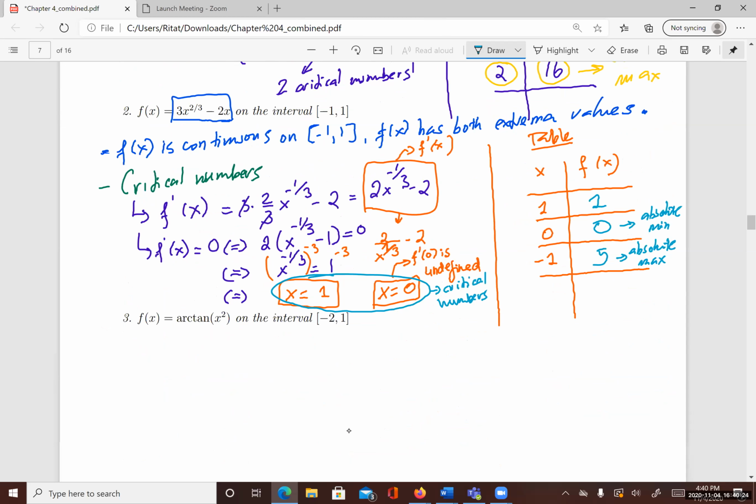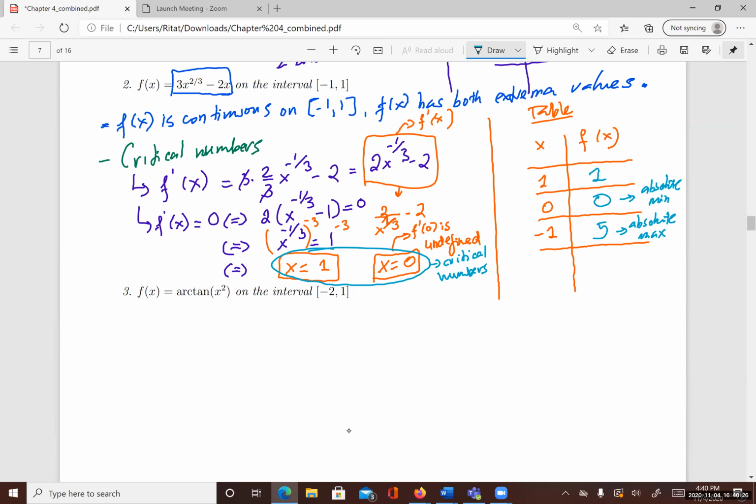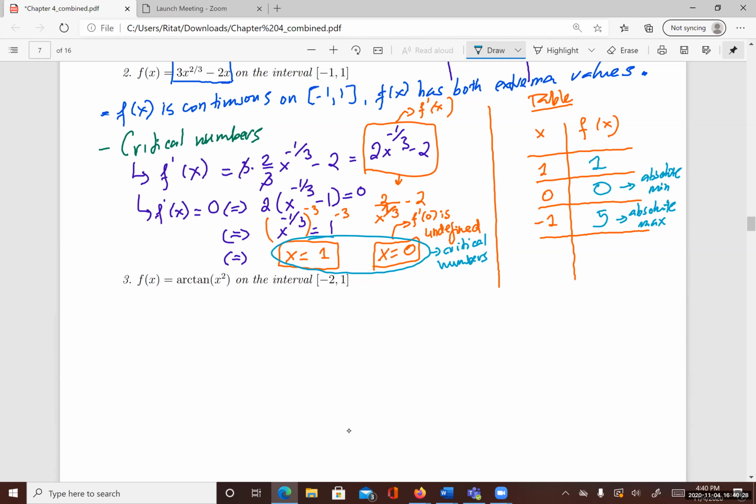All right, next one. So you have this function, arctangent of x squared. First, we want to know whether arctangent of x squared is continuous on the interval from -2 to 1 or not.